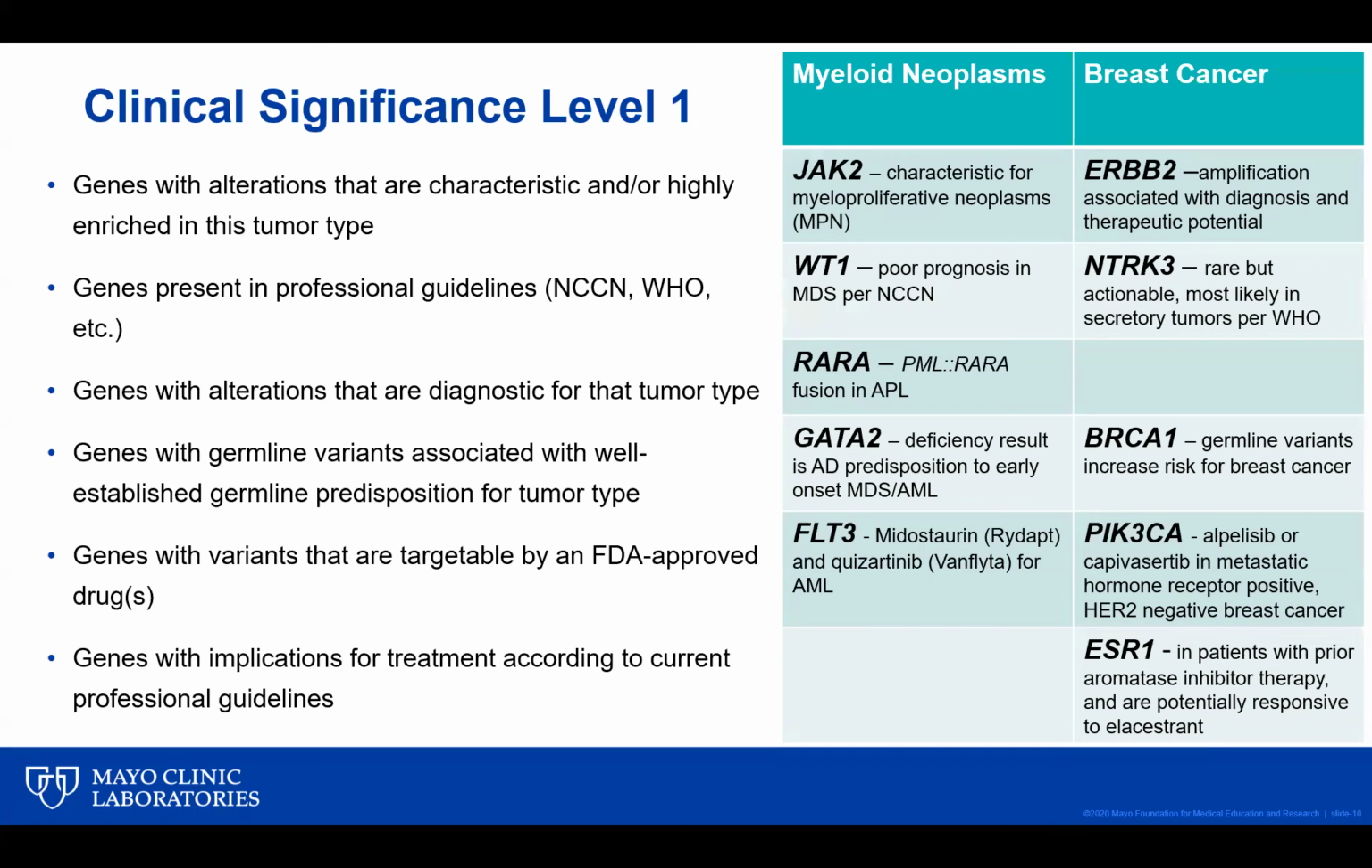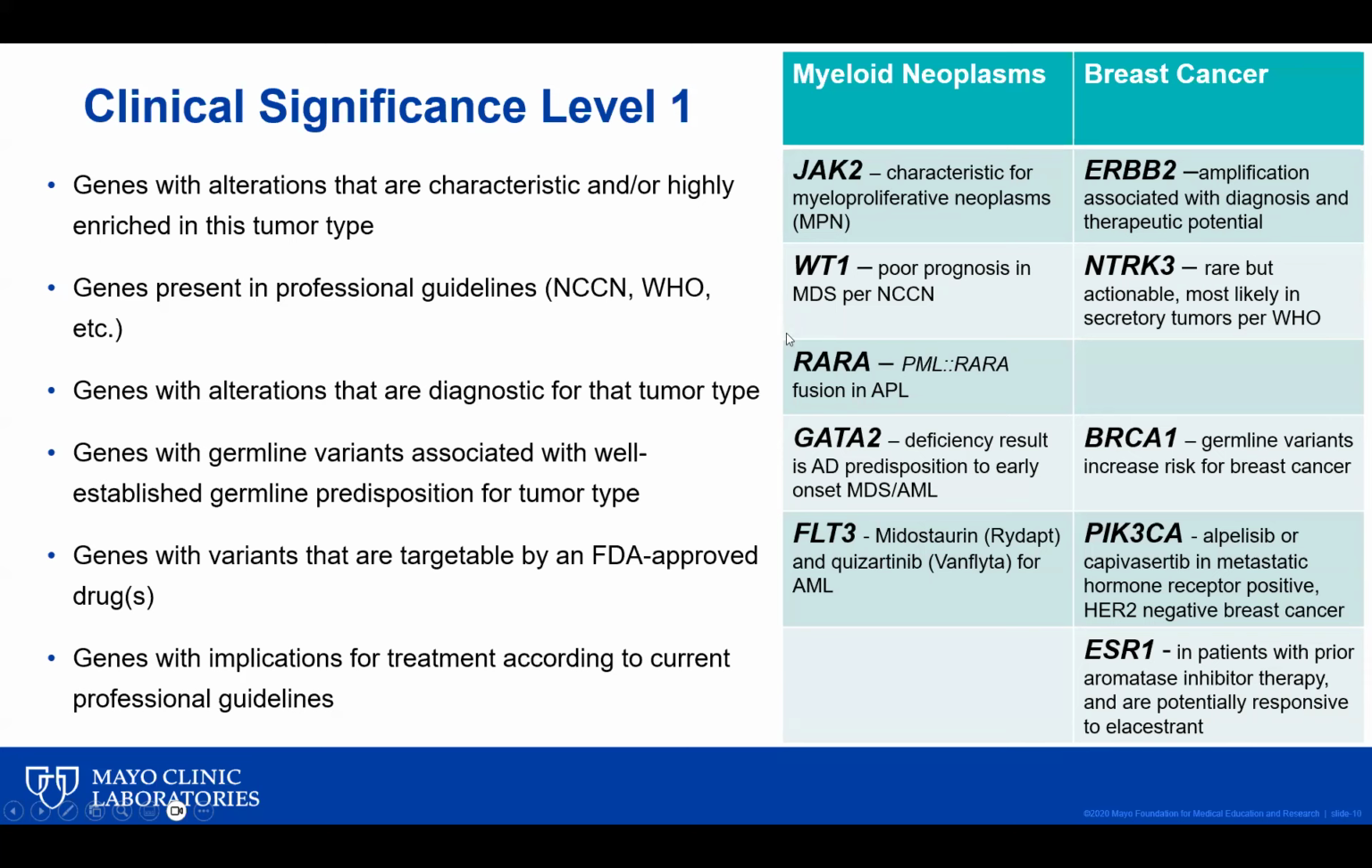So in our clinical significance 1, which would be our highest clinical significance level, we included genes with alterations that are characteristic and/or highly enriched in a tumor type. Some examples might be JAK2, which is characteristic for myeloproliferative neoplasms, or ERBB2, associated with amplification in breast cancer, associated with diagnosis and therapeutic potential. Level 1 can also include genes present in professional guidelines, such as WT1 or NTRK3, and genes with alterations that are diagnostic for a tumor type.